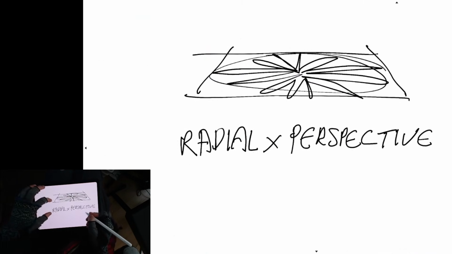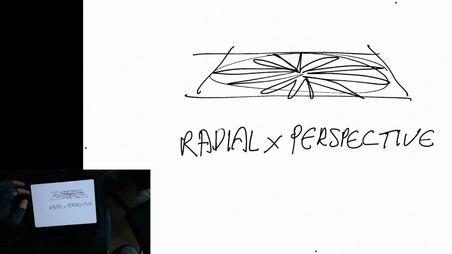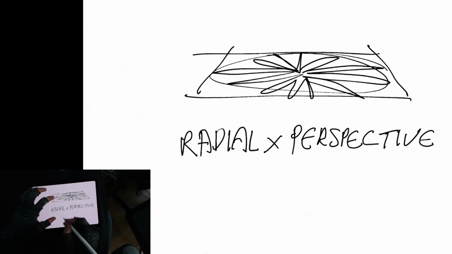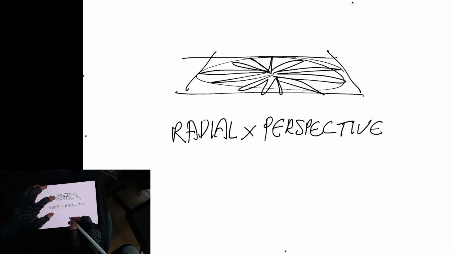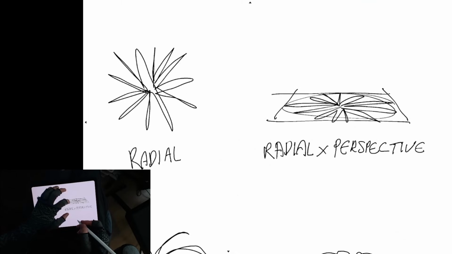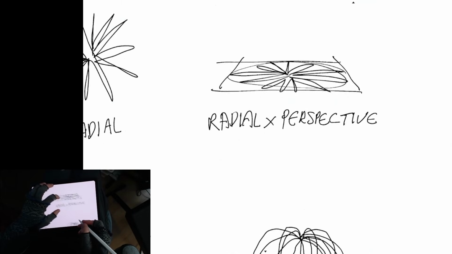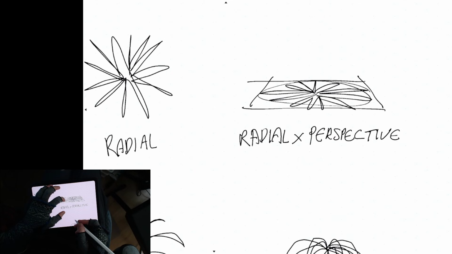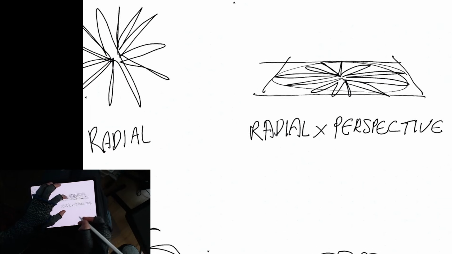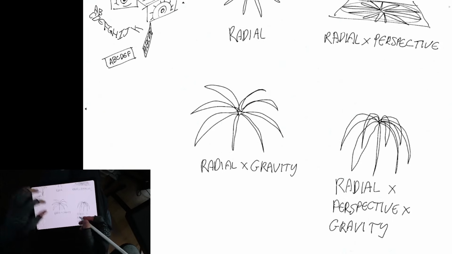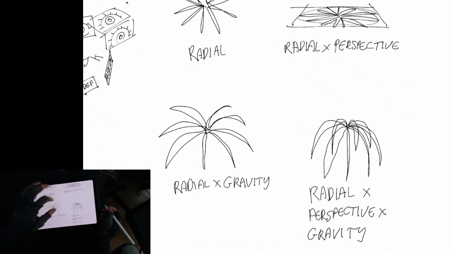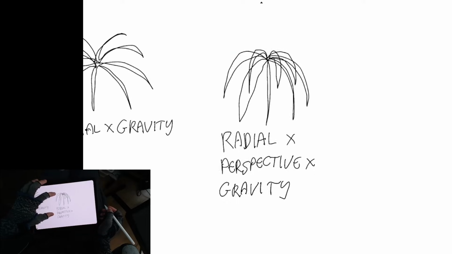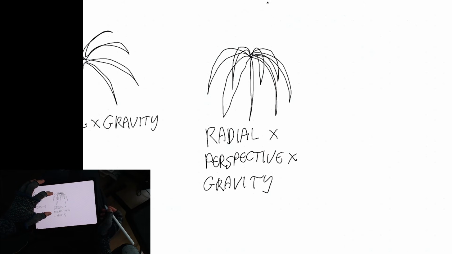So you can take that radial doodle and then you apply a perspective modifier. This is where we get into the procedural stuff. Procedural modifiers, you simply take them and you stack them together. So you take your radial doodle and you apply perspective to it. Or you can take that radial and you apply a gravity modifier to it. So gravity makes those arms of the radial sink, or you stack on perspective as well.